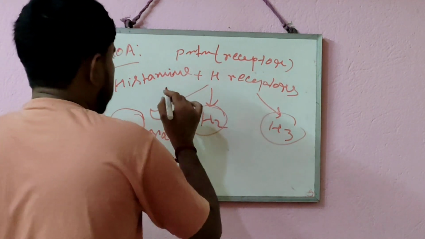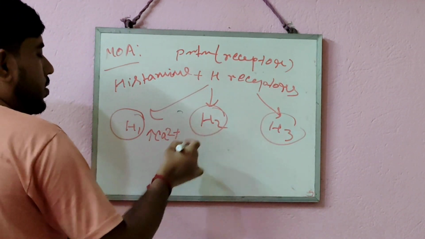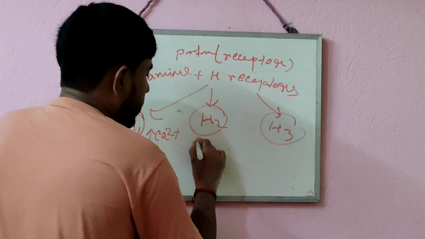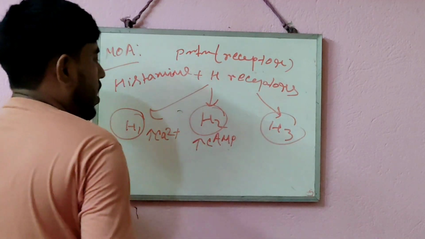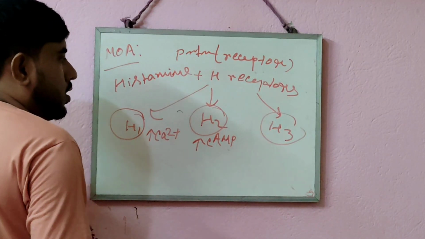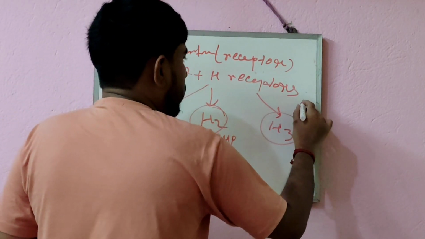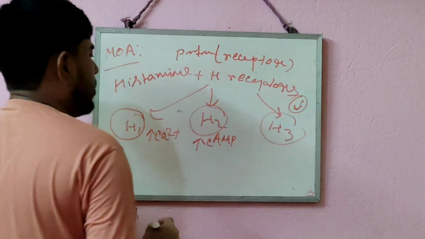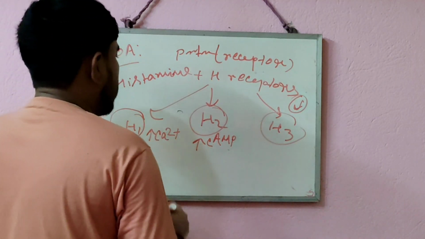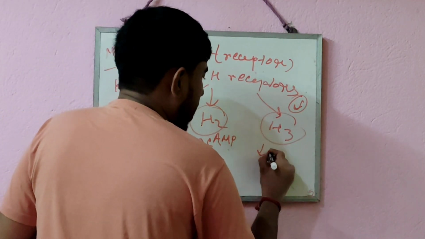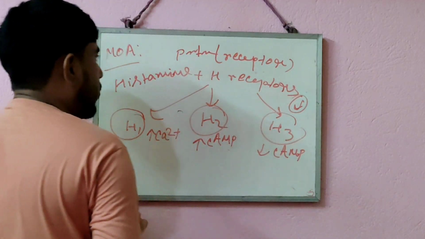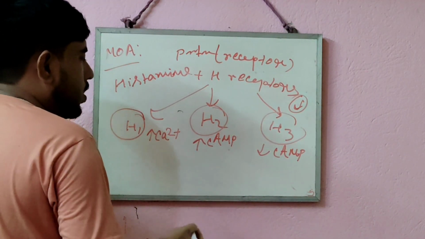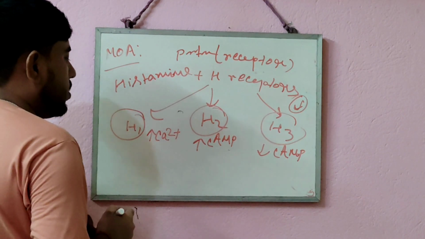Then how will histamine show its action by H2? By increasing cAMP production, or cyclic adenosine monophosphate production. And now H3, what will it do? It will do the opposite work and will inhibit the action of histamine by decreasing the amount of cyclic AMP.